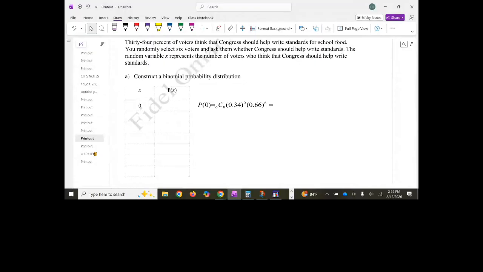34% of voters think that Congress should help write standards for school food. We randomly select 6 voters and ask them, hey, should Congress help write these standards? The random variable X represents the number of voters who think Congress should help write these standards.